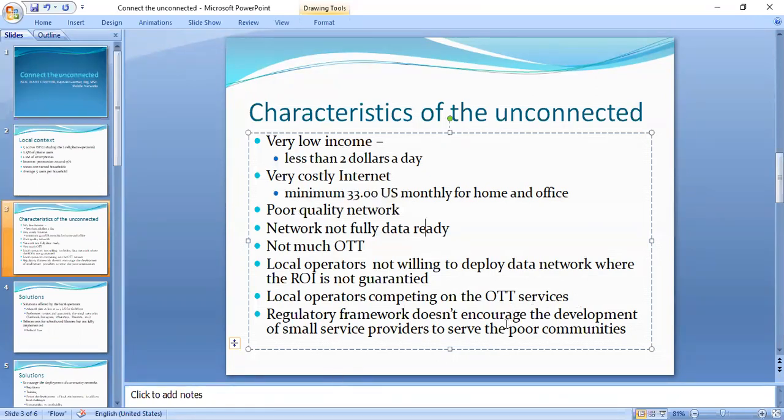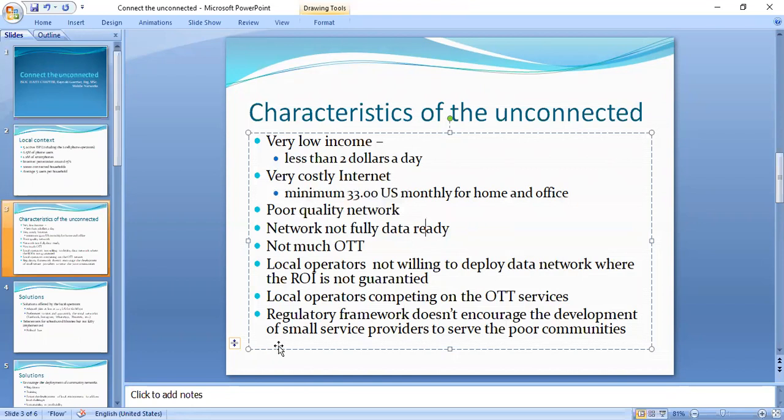And last but not least, the regulatory framework that we have actually doesn't encourage the development of more service providers to serve the poor communities. So globally, that's the Asian context now for the ICT.